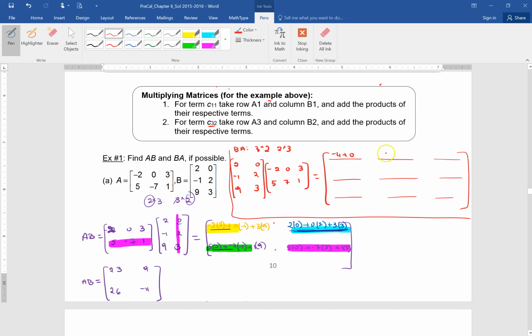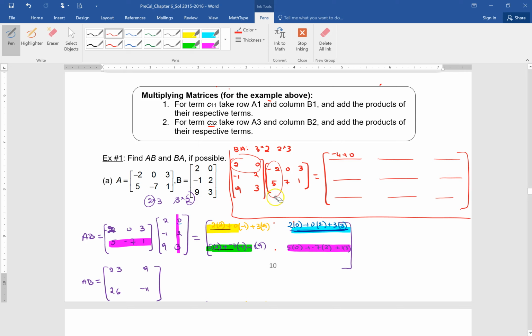Now, the one next to it is row 1, column 2. So 2 times negative 2, 0 times 5, okay? It's the first term and then the second, okay? All right, so now let's do the next one.